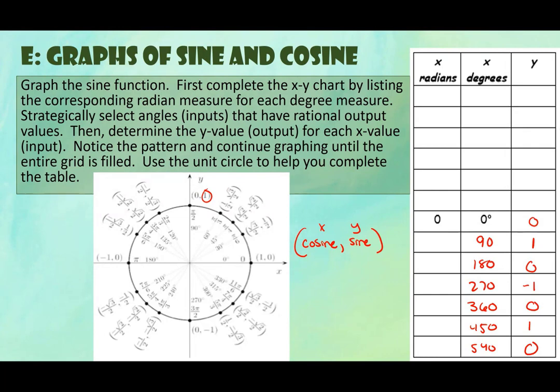Okay, so we're actually going to go in the negative direction next. So now we have -90, -180, -270, -360, -450, -540. Okay, and if we actually continue this pattern, we have 0, 1, 0, -1, 0, 1, 0, -1, 0, 1, 0, -1, 0. Now you guys could check these by going around the unit circle, but if we see the pattern, we can definitely use the pattern.